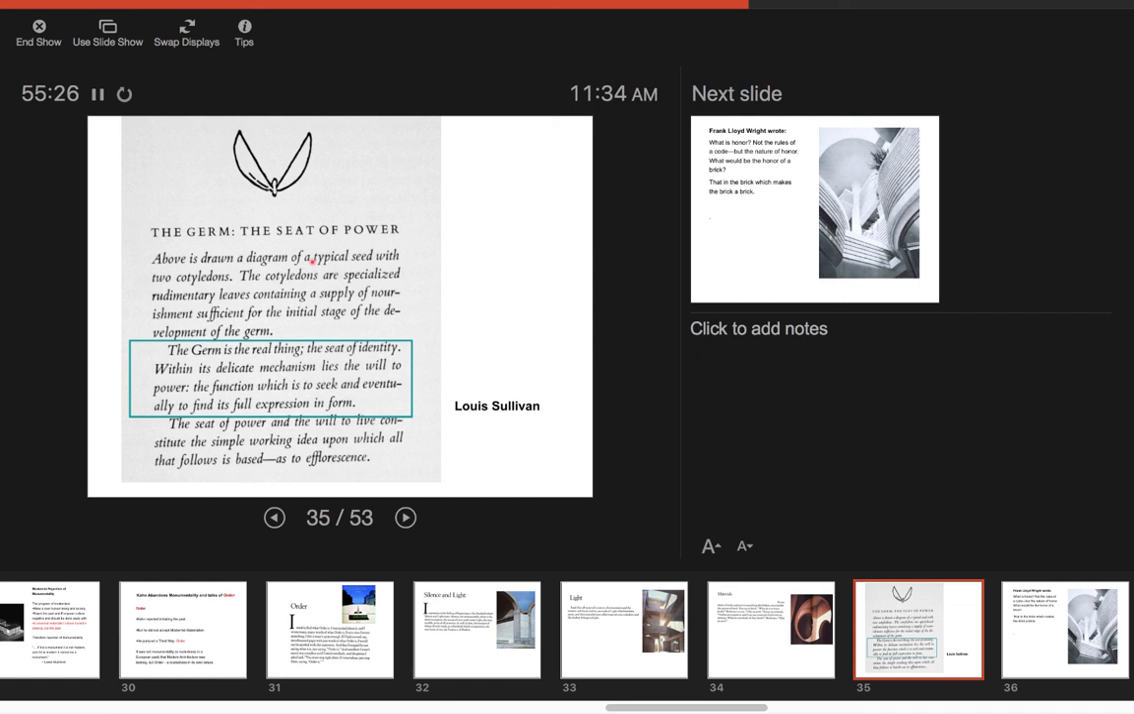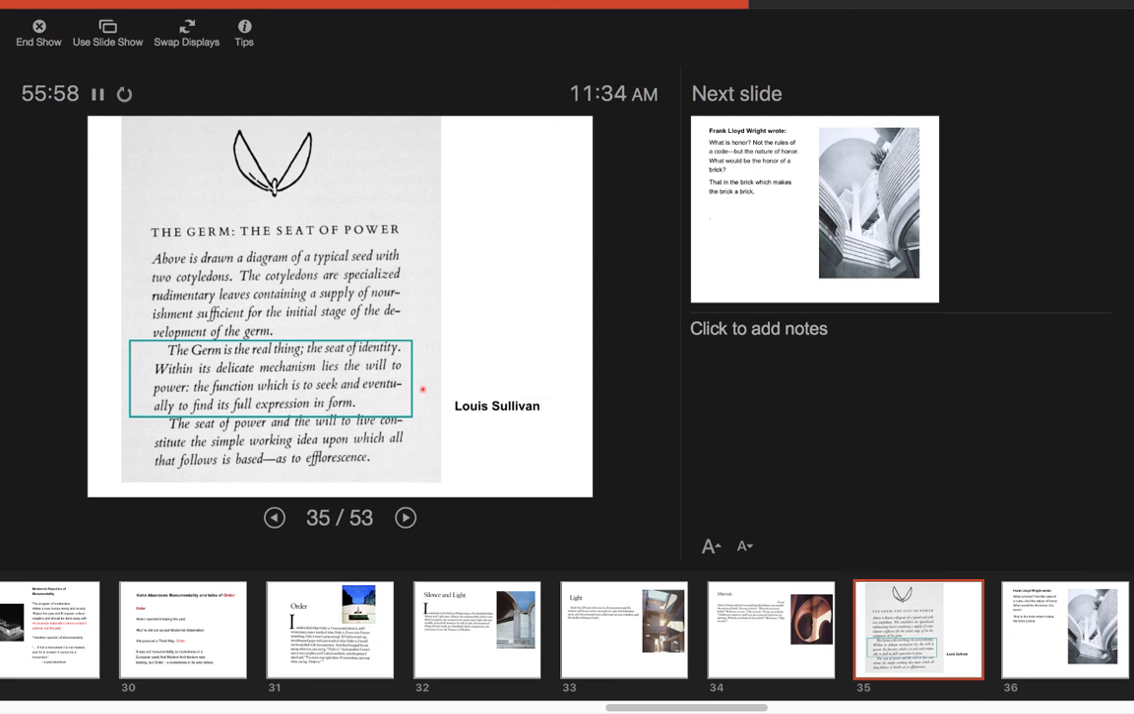The seed of identity. Within its delicate mechanism lies the will to power. That's the will that is wanting to be the oak tree or the peanut plant. Now, the function, which is to seek and eventually to find its full expression in form. So, form follows function. The function is not how many people are going down the hall during a fire drill.